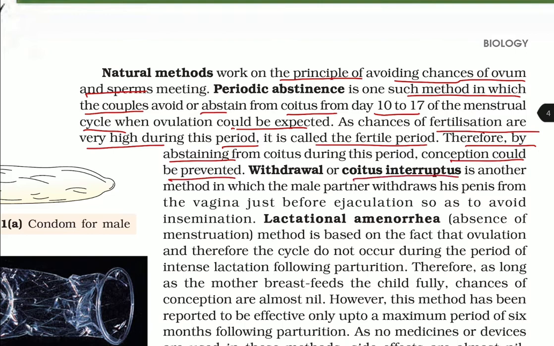Withdrawal or coitus interruptus is another method in which the male partner withdraws his penis from the vagina just before ejaculation so as to avoid insemination.